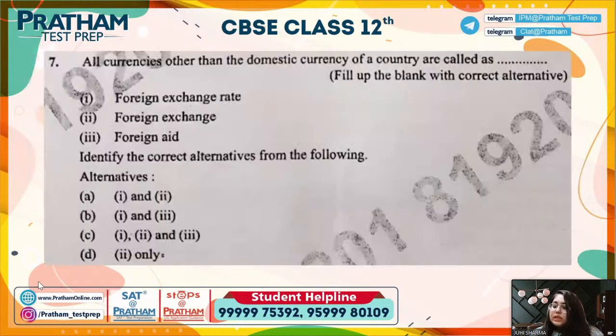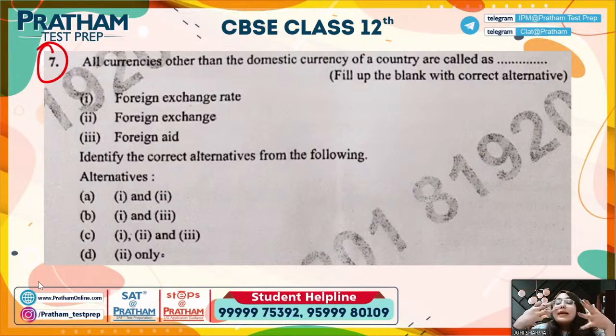Okay, now question number 7, we have that all the currencies other than the domestic currency of a country are called as dash, right? So you are given options: foreign exchange rate, foreign exchange, foreign aid. Now you have these three alternatives given, and within these alternatives you need to find out the answer, the same coding-decoding approach will work here. So again, reading the question, all currencies other than the domestic currency of a country are known as what?